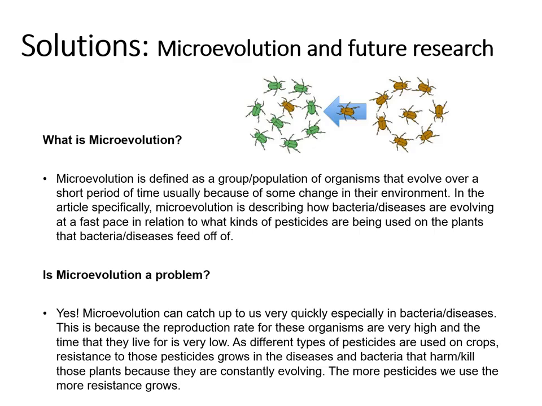So first off, what is microevolution? Microevolution describes how a population of organisms adapts in response to a stimulus in their environment. In this article specifically, the stimulus refers to pesticides used on plants that certain diseases and bacteria feed on. Because of the fast reproduction rate and short lifespan of these organisms, they can evolve quickly so that the pesticide won't kill or harm them. The more pesticides we use, the more their resistance grows. Some studies show that it might be beneficial to cut out pesticides altogether short term, to stop the resistance from growing more.